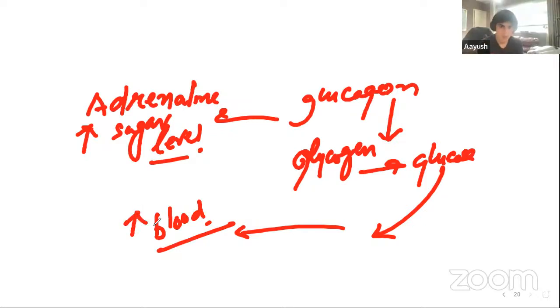So is the glucagon in the liver cell? Yes, this is synthesized over there. Oh, okay. Glucagon is a hormone which is synthesized by the alpha cells of the pancreas.